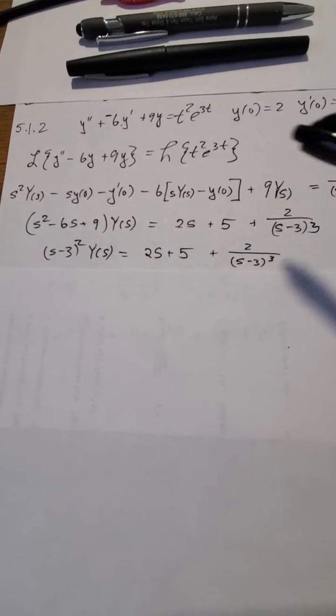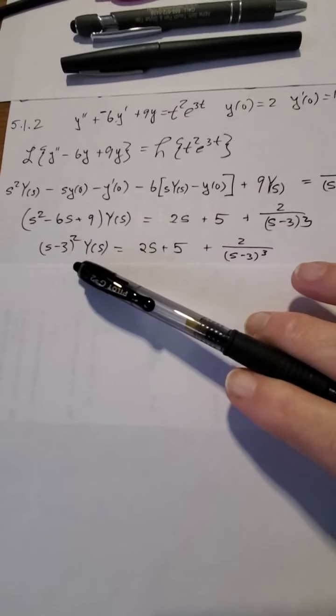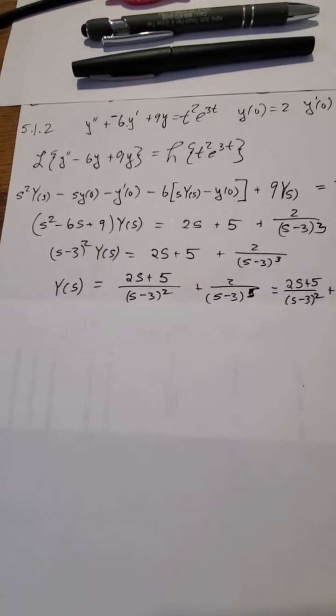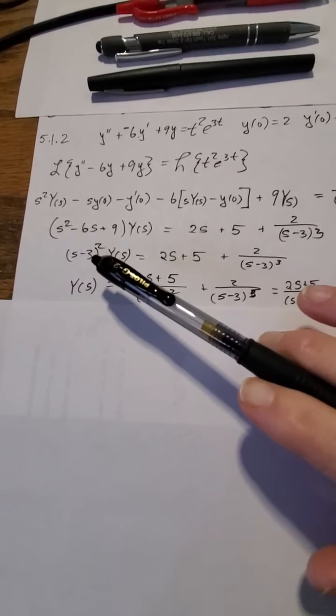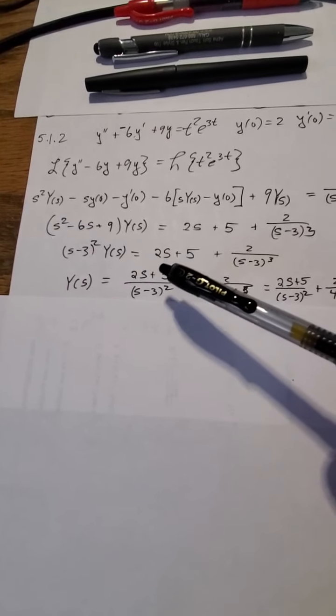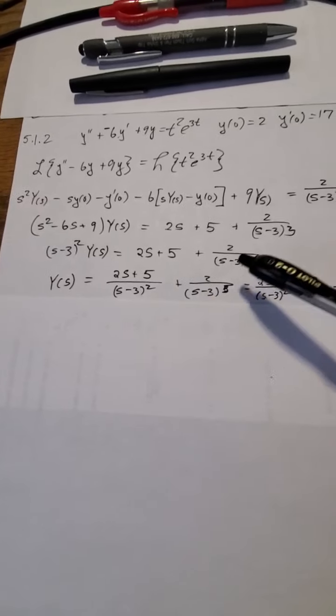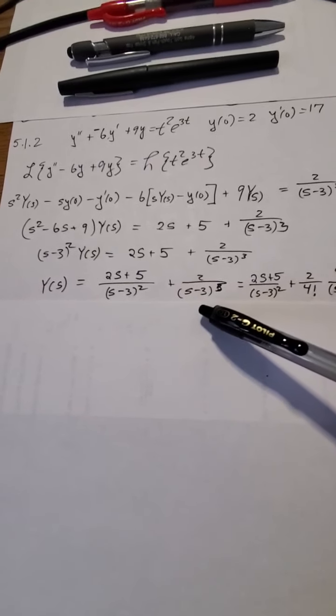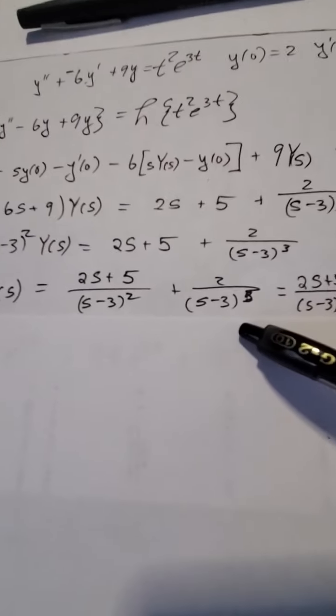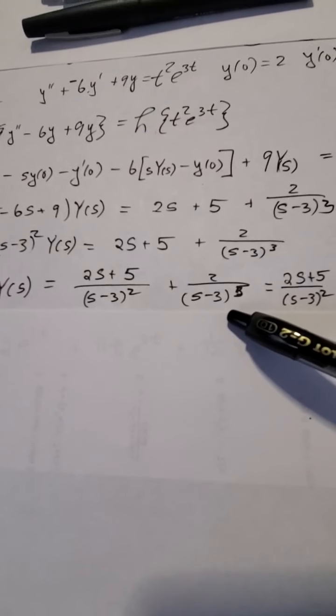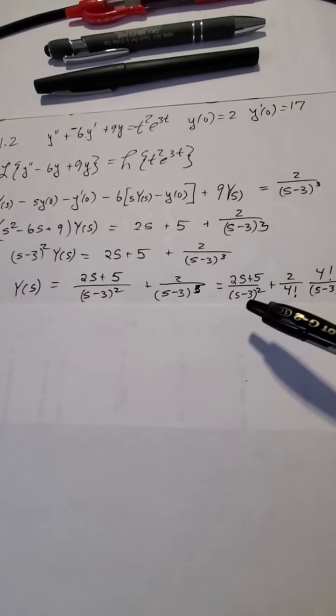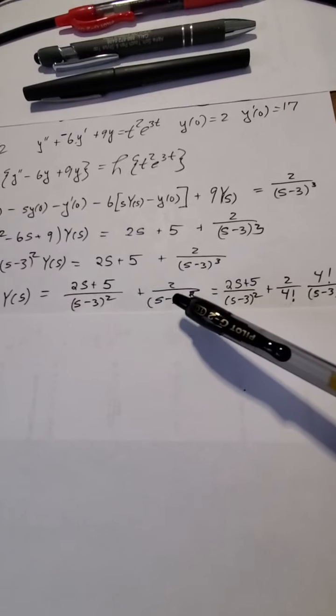First, I'm going to factor this. This is really s minus 3 squared. And then I'm going to divide both sides by s minus 3 squared. So this becomes 2s plus 5 over s minus 3 squared, and this becomes 2 over s minus 3 to the 5th power. I'm sorry if it's hard to read that, but that's what it is, the 5th power.